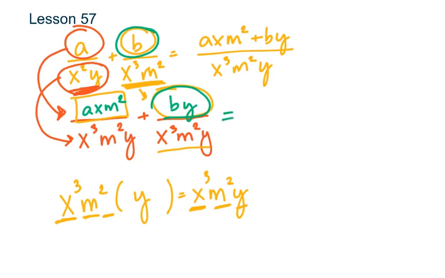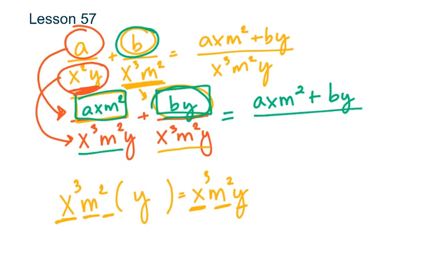So when I add the two numerator terms together, I'm just going to rewrite a x m squared, add it to my b y, and I can write it, because these are common denominators, I can write them both over this same denominator. So that was all to explain how they turned this fraction into this.